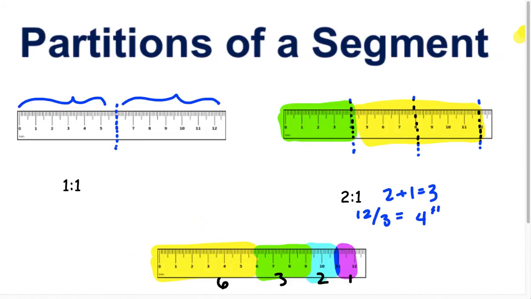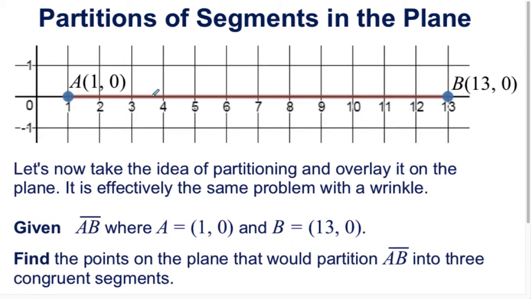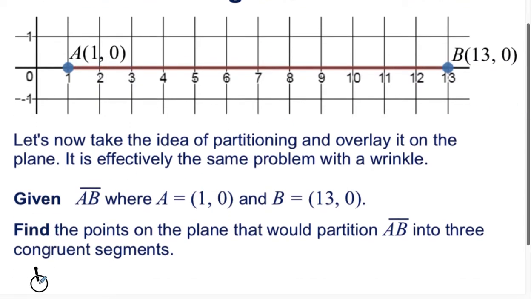Just like what we did with the ruler, where we knew the total length was 12 inches, what is the length from A all the way to B? You can count that: 1, 2, 3, 4, 5, 6, 7, 8, 9, 10, 11, 12, which makes sense because you can also subtract your x's. Because it's a horizontal line, the distance from A to B is 13 minus 1, which is 12. So we know this is 12 units. The total here is 12 units.